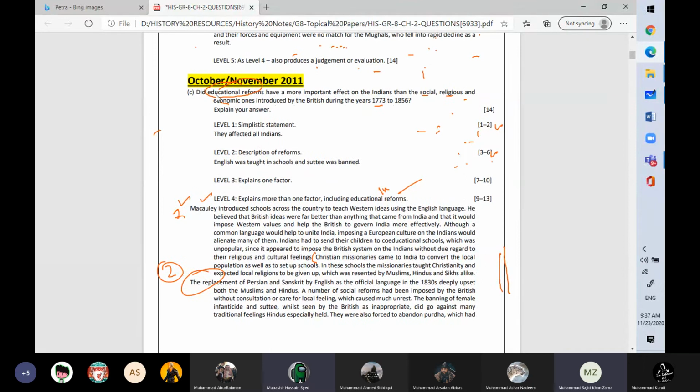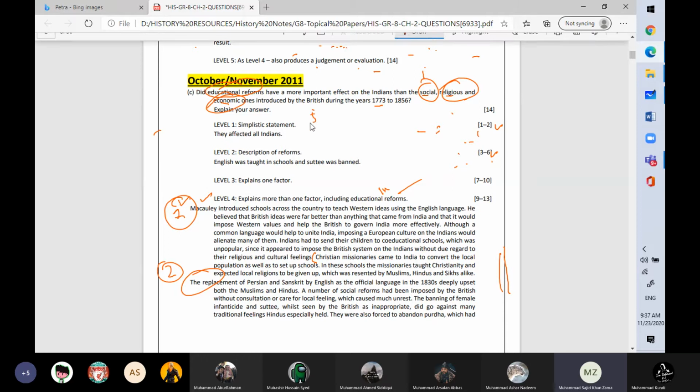Sir, will there be MCQs in the exam? No MCQs in the exam. First, let me finish this. So first, your paragraph is this one, educational reforms, first paragraph, second paragraph about social, third paragraph about religious, fourth paragraph about economics. After that, fifth paragraph is conclusion.